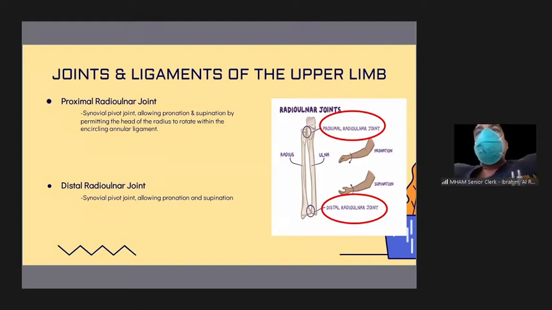Also, the next joint is the distal radio-ulnar joint. This also forms a synovial pivot joint between the head of the ulna and the ulnar notch of the radius, which allows pronation and supination. Next slide, please.